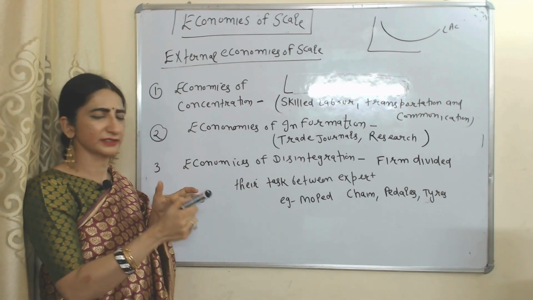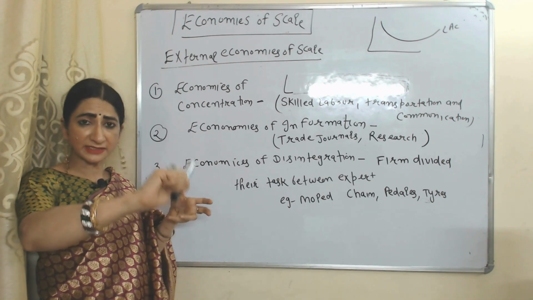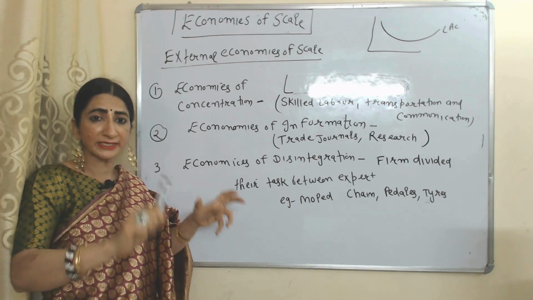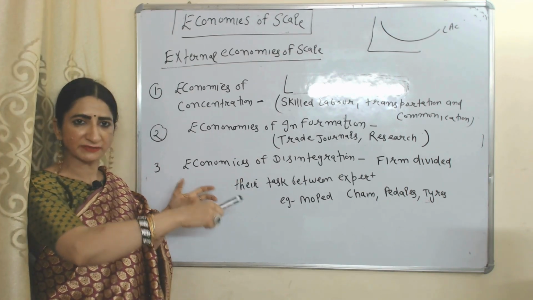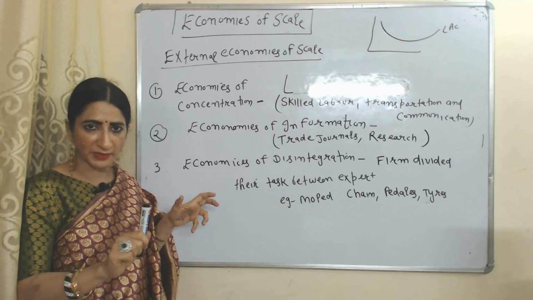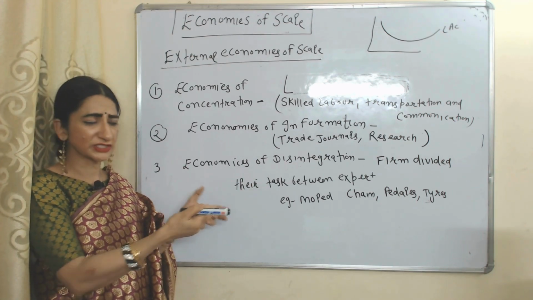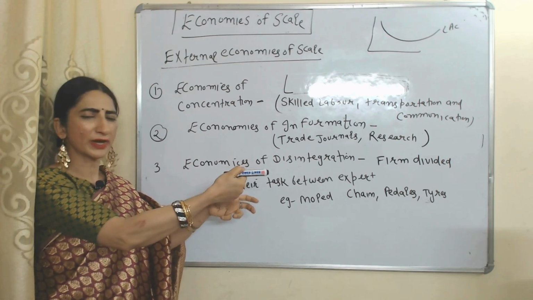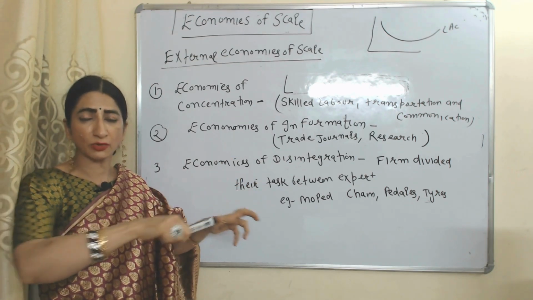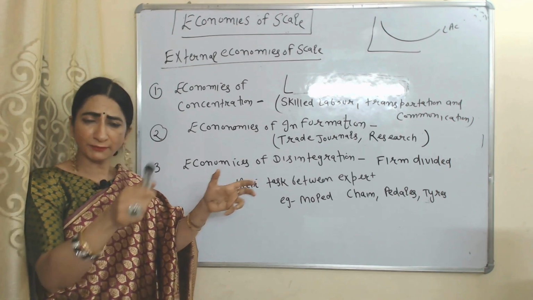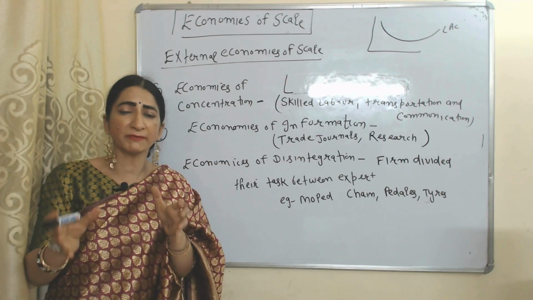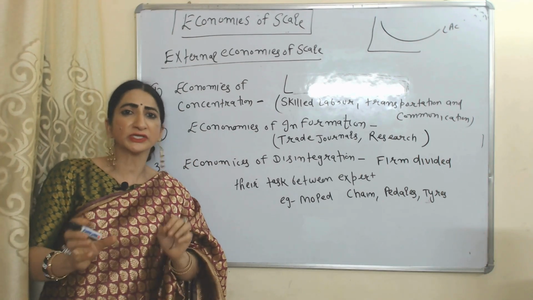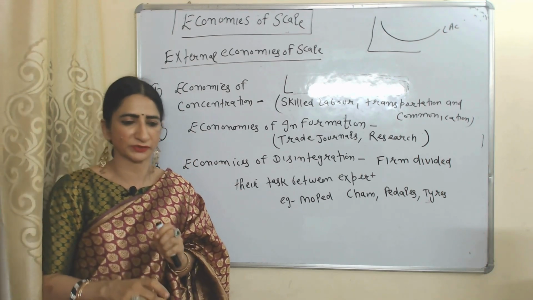Economies of disintegration. As the industry is expanding, a firm will divide its tasks between experts. For example, the moped industry will divide its tasks between experts. Those who are experts in chains will make chains. Those who are experts in pedals will make pedals. Those who are experts in tires will make tires. All these things will give benefit to the firm. Eventually their long-term cost will reduce.